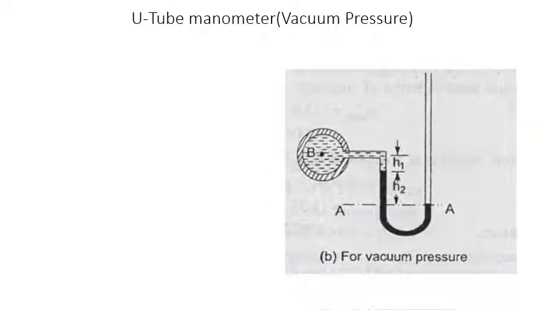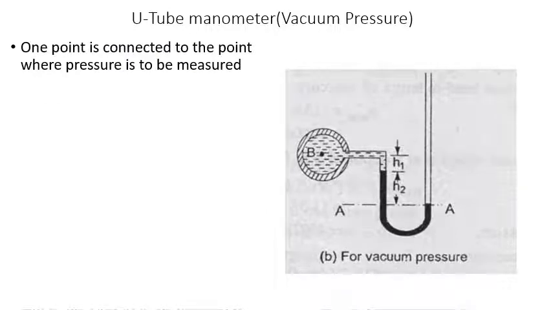In case I want to measure the vacuum pressure, meaning the pressure is lesser than the atmospheric pressure, the similar type of U-tube manometers are used. This figure shows the arrangement of a U-tube manometer to measure the vacuum pressure. Once again, one end is connected to the system where I want the pressure to be measured, and the right limb is open to atmosphere. Because of this vacuum pressure, we can see the drop in liquid level in the right limb.